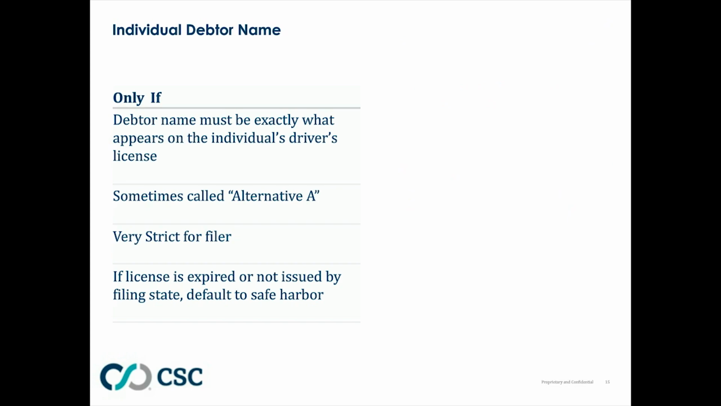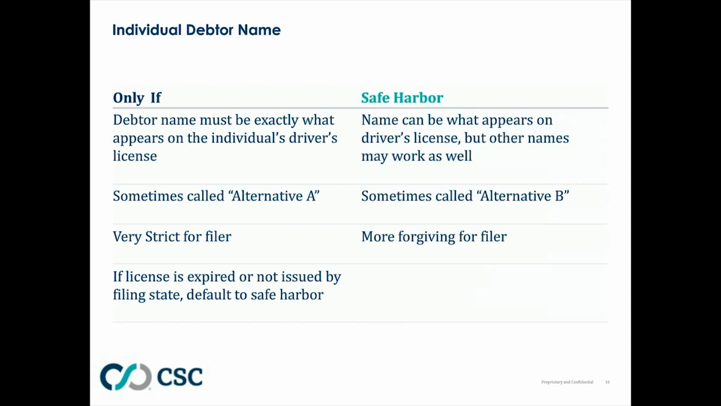So what we have here is the individual debtor name. We have the only if rule. What this means here is the debtor name must be exactly what appears on the individual's driver's license. This is also sometimes called the alternative A. This is very strict for the filer. And then also, if the license is expired or not issued by a filing state, you want to default to the safe harbor. And now on the right side, we have the safe harbor, which is different than the only if.